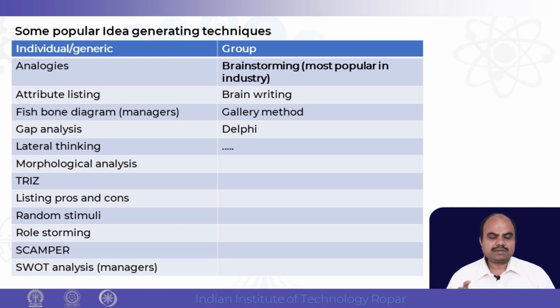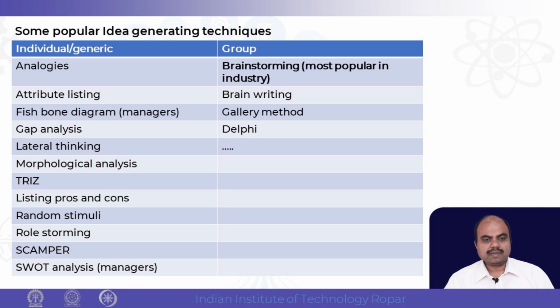Analogies: we find the analogy between this problem and another problem and try to get some ideas from it. Attribute listing: what are the attributes of this problem. Fishbone diagram, which we are going to work on in detail. These are mostly used by managers who try to understand what exactly the main cause of a problem is, so cause and effect analysis is done. Gap analysis is mainly used by researchers to find the gap in a research area. Take the literature, find the gaps, and then do research on those gaps so that it will have more impact on the knowledge gap.